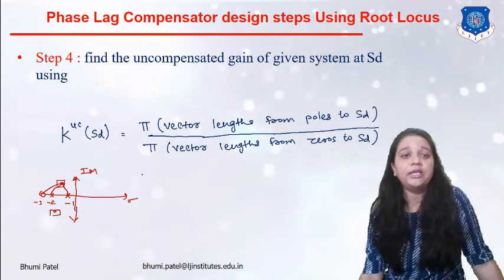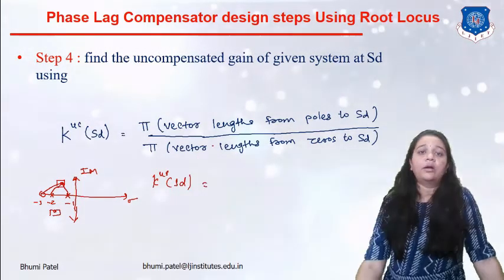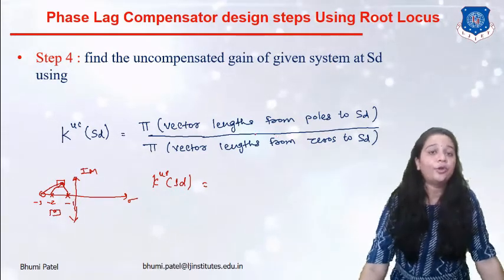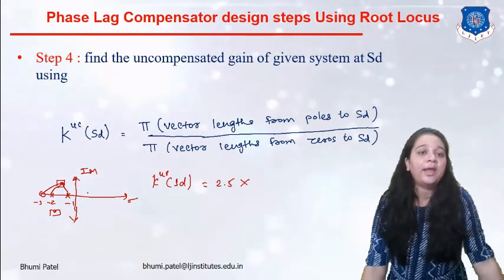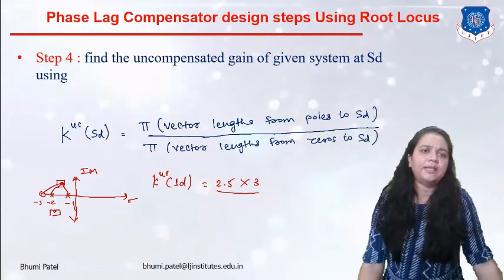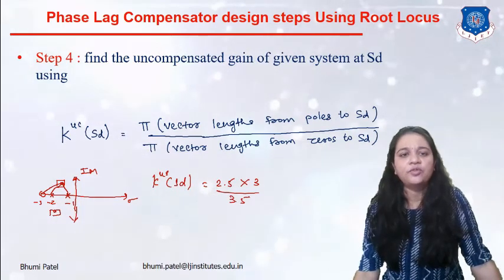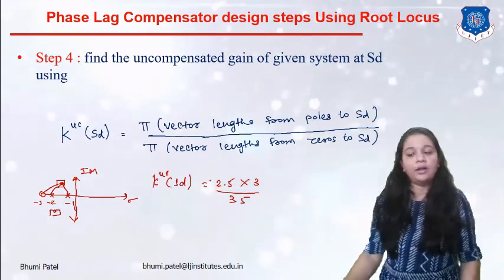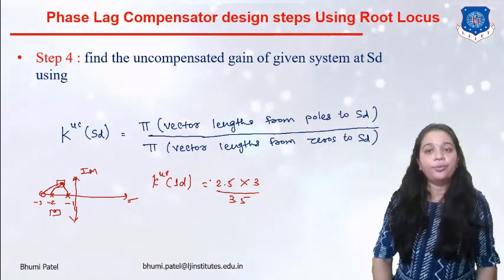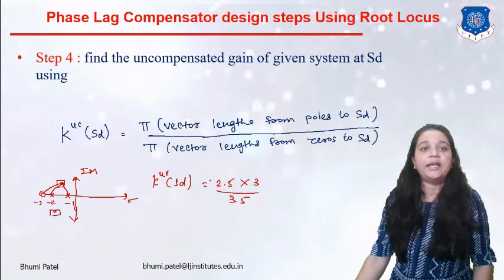So for the KUC at SD, we have to find the vector length from the pole to SD. Suppose this length is 2.5 from the first pole and the length from the second pole is like 3. The length from 0 to the SD point is like 3.5. So we have to find the value of KUC using the vector lengths from the poles or 0 to SD. This is step number 4 of the phase lag compensator.